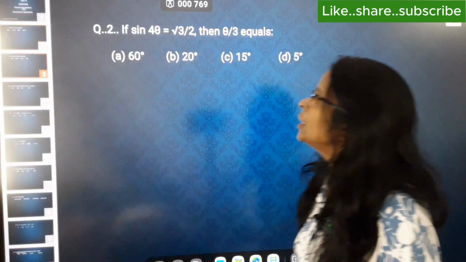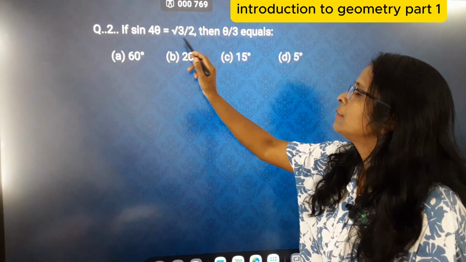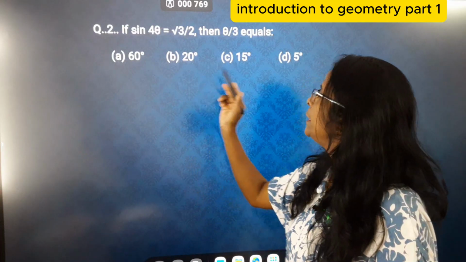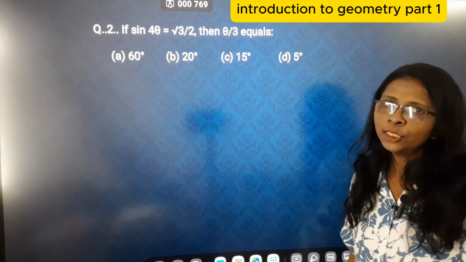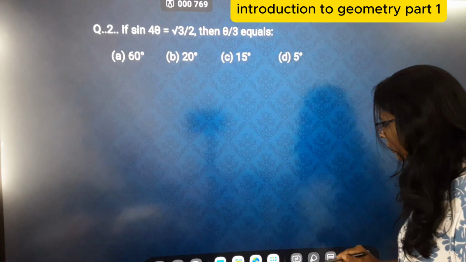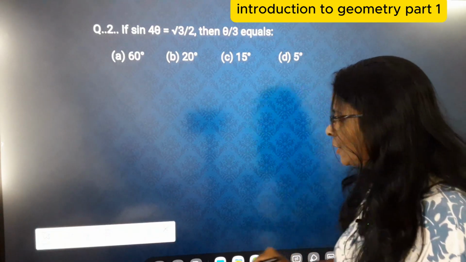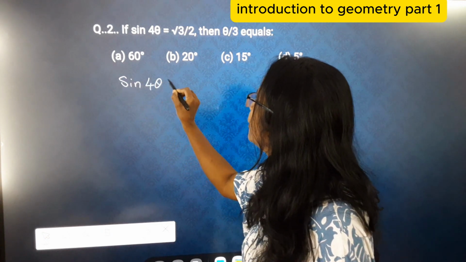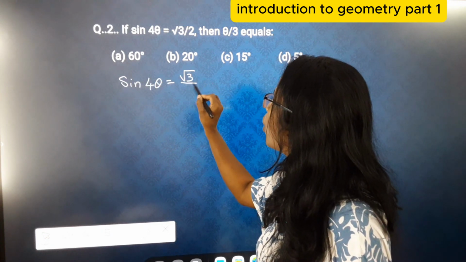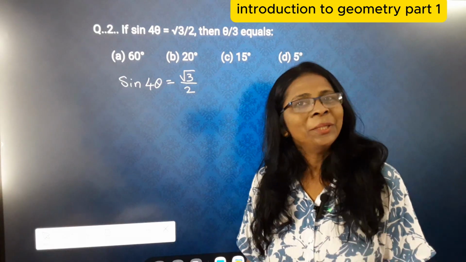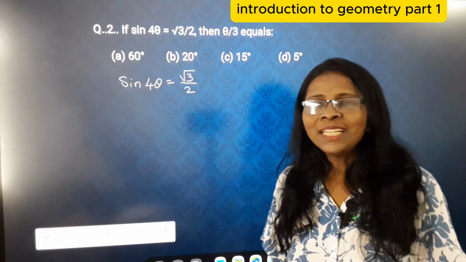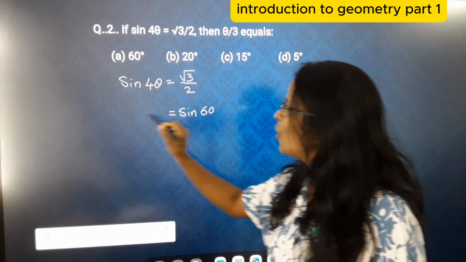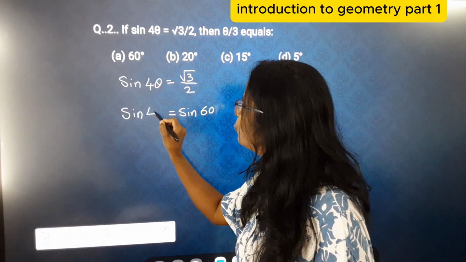The next question is: if sin 4 theta is equal to root 3 upon 2, then theta upon 3 equals 60 degree, 20 degree, 15 degree and 5 degree. Okay student, so here also the same question, similar to the first one, that is sin 4 theta is equal to root 3 upon 2. So now here students, the root 3 upon 2, we know this is the value of sin 60. So I write here sin 60 degree, and here as it is sin 4 theta.